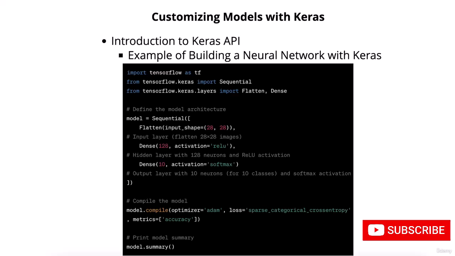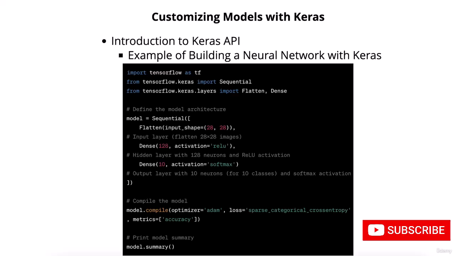Next, we define the model architecture by saying model equals Sequential, Flatten of input shape equal to 28 by 28. Next, we have the input layer. What we did above is the input layer that flattens 28 by 28 images. Next, we're using Dense 128, activation ReLU, the hidden layer with 128 neurons and ReLU activation. Next, Dense 10, activation softmax, the output layer with 10 neurons for 10 classes and softmax activation.